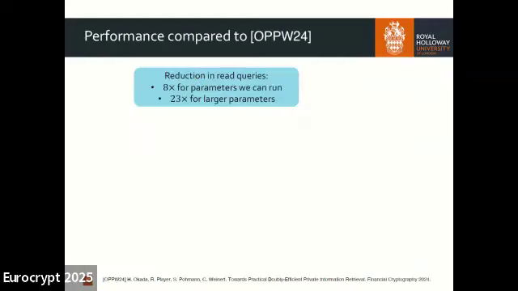Okay. We also implement our improved DPIR based on these modifications, and I'll just tell you the headline results. So we do get a reduction in read queries. It's 8 times for parameters we can actually run, and we can estimate that it would be 23 times for larger parameters. Yeah, DPIR is still inefficient, so it can't really be run for the larger parameters yet. But where we can run, we get a speed up of more than 4 times as well.